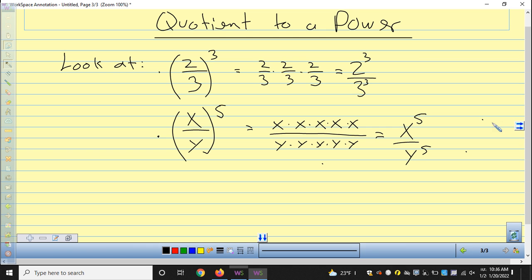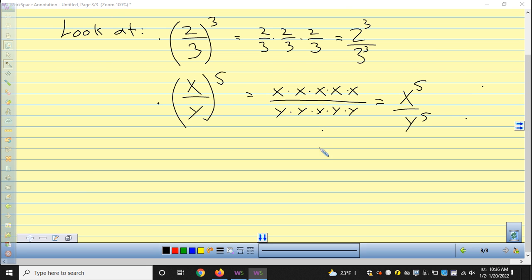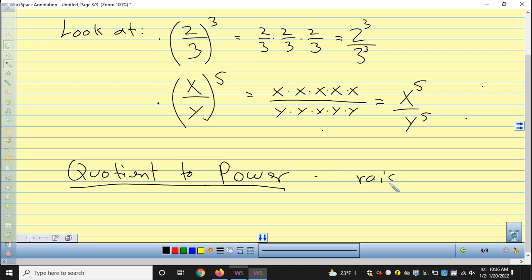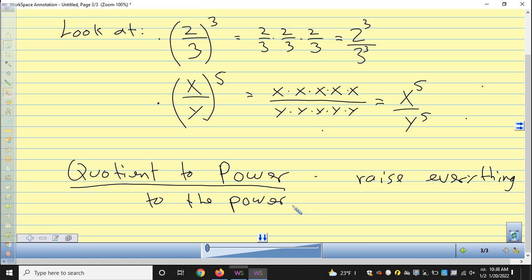So can we see what's going on there when we raise that to a power? It's just like the product to a power we talked about yesterday. We raise everything to the power. So that's going to be our rule. Quotient to a power: we raise everything to the power. And I'm going to add one other thing and then simplify.